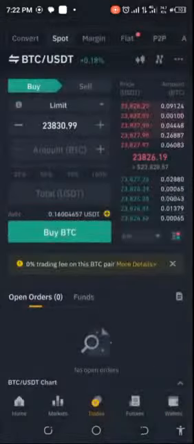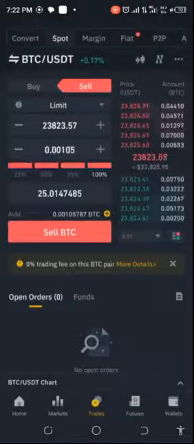So just for you to cross check on that, if I were to sell this, you can see we have 25.01 USDT here if I was to sell this.